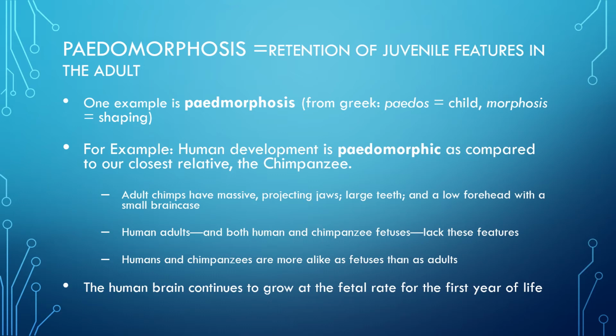Adult chimps have large, very strong jaws and a smaller brain case, whereas adult humans have a rather weak jaw but a very large brain case. The humans look much more similar to an infant, in both a chimpanzee and a human infant, than do the chimpanzees. They change much more between their fetal appearance of the skull and the adult appearance of the skull. So let's look at that.